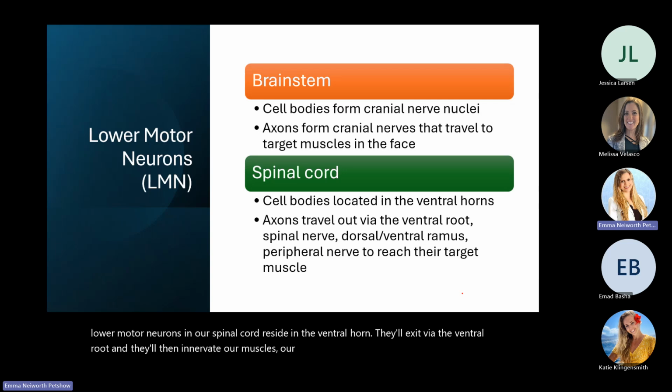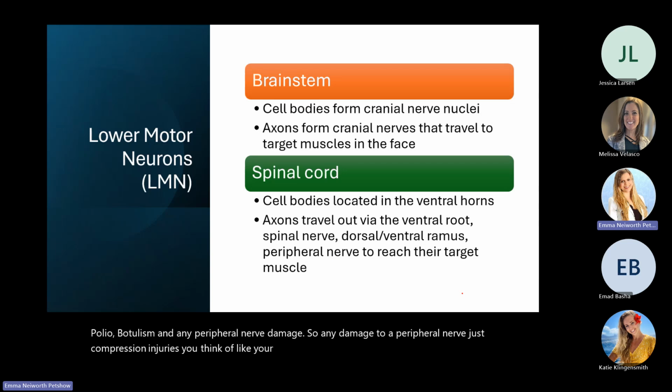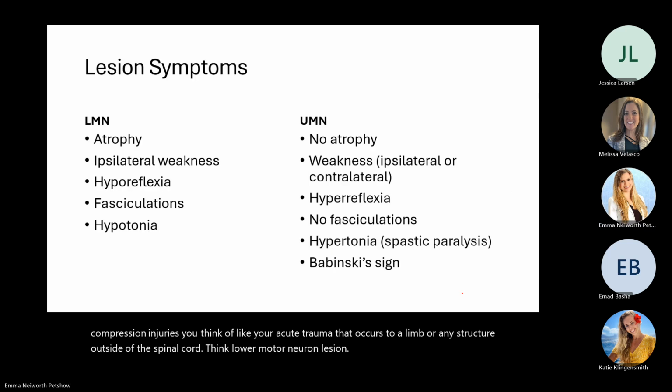Diseases that affect lower motor neurons are classically polio, botulism, and peripheral nerve damage. So those three are primarily lower motor neuron diseases. You'll see the classic flaccid paralysis in these conditions. So any damage to a peripheral nerve, just compression, injury. Think of acute trauma to a limb or any structure outside of the spinal cord: think lower motor neuron lesion. Great. So some lesion symptoms, just to compare and contrast.